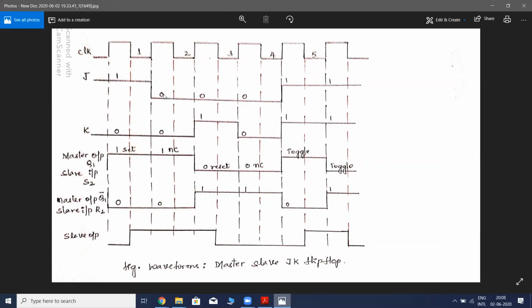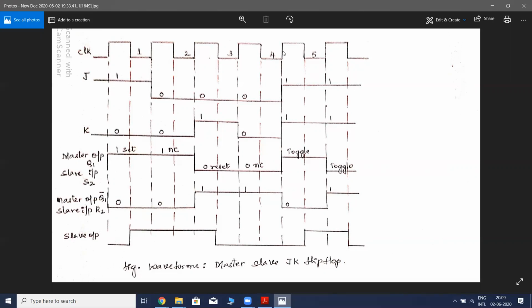Next, J is 0, K is 0. When both are 0, it is the no change condition. Since here it is set, it will continue with that state. After that, what happens? J is 0, but K became 1. If K is 1, you know that it is the reset state. So from 1 it came to 0. So during this clock, what happens? Both are zeros. When both J and K are zeros, obviously it is the no change condition. No change means the previous state was reset, so it continues to be in the reset state.